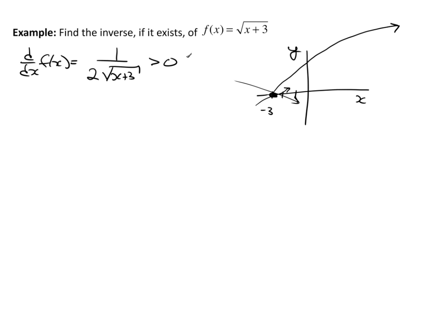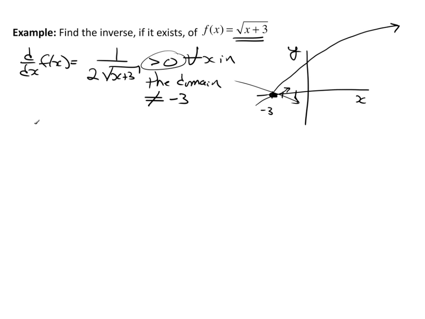This is greater than 0 for all x in the domain not equal to negative 3. Negative 3 is in the domain here, but is outside the domain of the first derivative. So, because it's positive everywhere, then I know that it is, in fact, monotonic increasing, so it's 1 to 1. So I need to find the inverse.